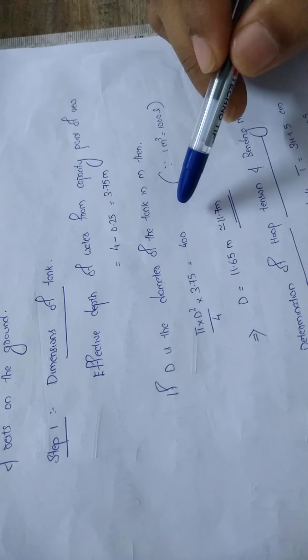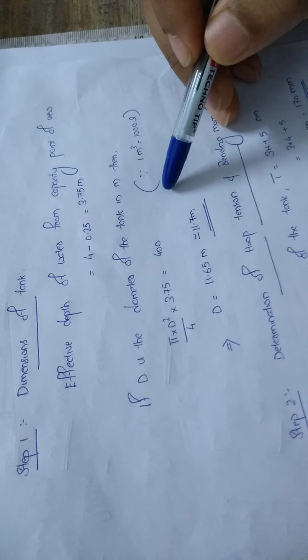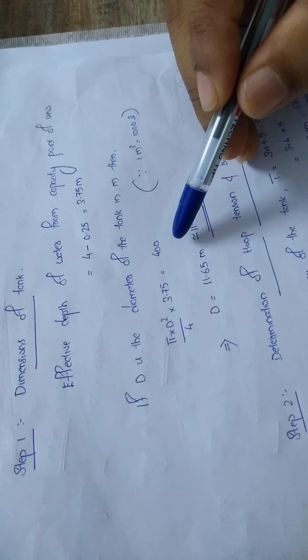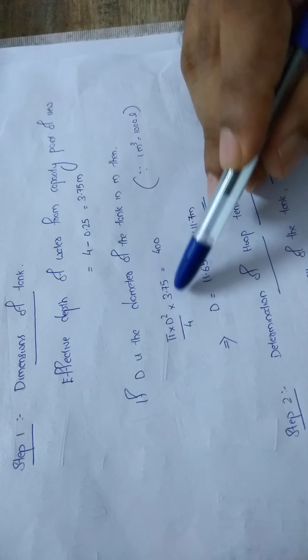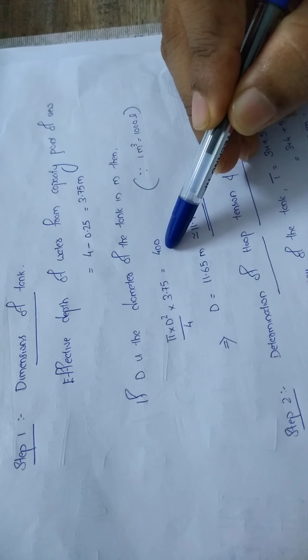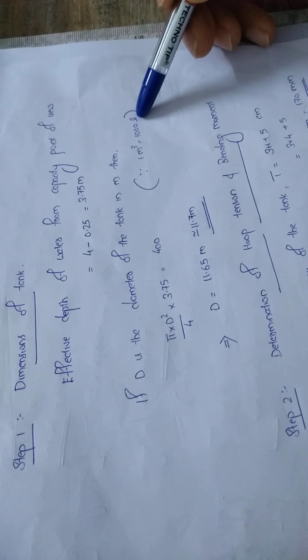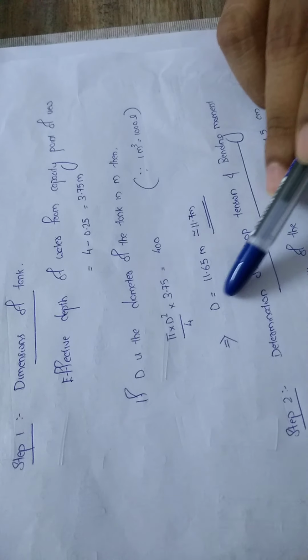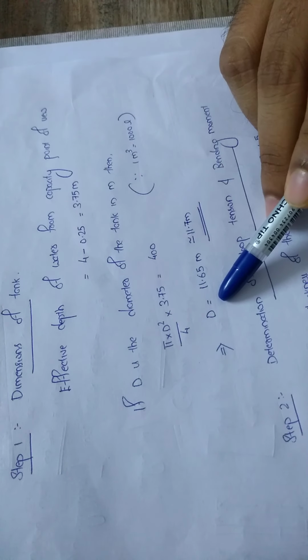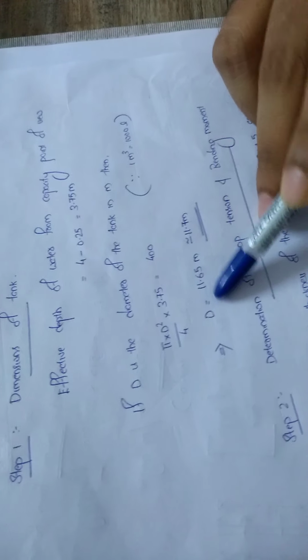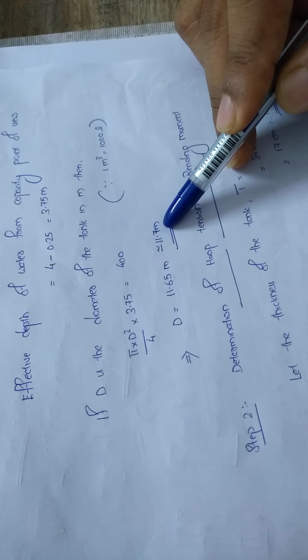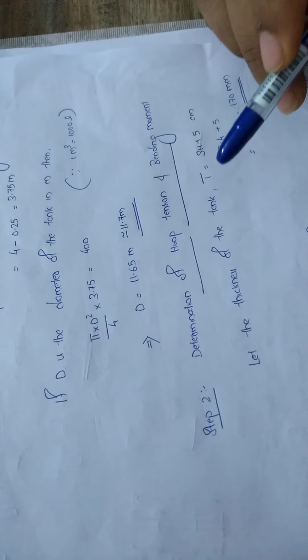If D is the diameter of the tank in meter, then comparing the volume, pi D squared by 4 into height will give you the volume. That means 400, because as we know, in 1 meter cube it can carry 1000 liters. So from that we can find out D, our diameter, which is approximately 11.7 meter.